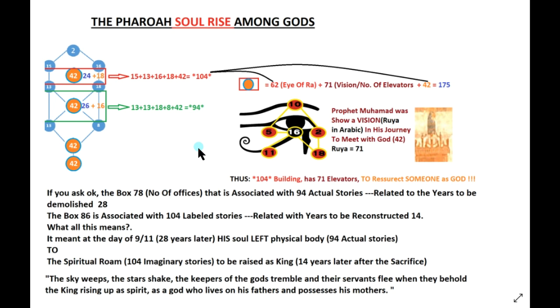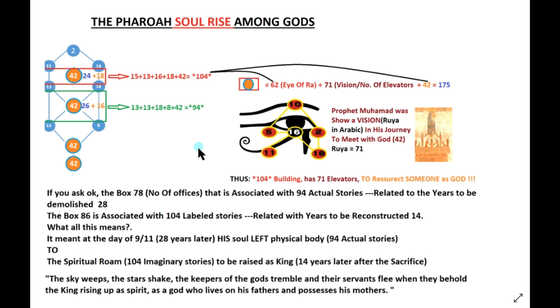Now you will say, okay, you reach the box 104, the other dimension, how will he meet with God? You see, the box, as I said, is equal to what? 42 plus what? 62. This is 62 coming from 15, 13, 16, 18. This is the box. So basically, 104 is equal to 62 plus what? 42. 62 is actually the eye of Ra, the all-seeing eye. I have explained it in the other video. You can go to it. You can see the picture I show you here.